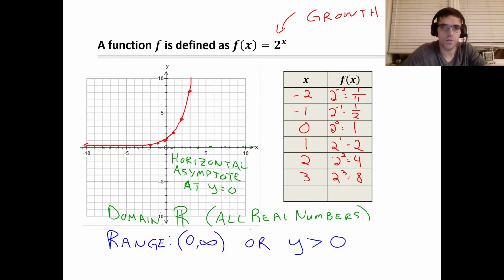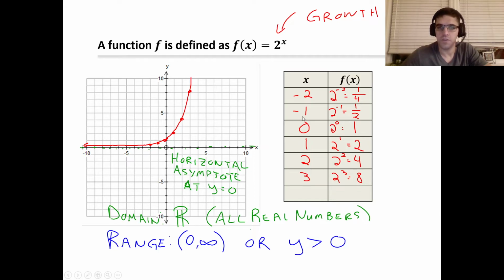If we were to graph a function f, which is defined as f of x equals 2^x, or 2 to the power of x, we would get the red curve on the graph. And so what I would do is I would just plug in values for x. If I plugged in 0, it would be 2 to the power of 0. Well, anything to the power of 0 is 1. If I plug in 1, then I get 2 to the power of 1, which is 2. And then 2 would give me 4. 3 would give me 8.